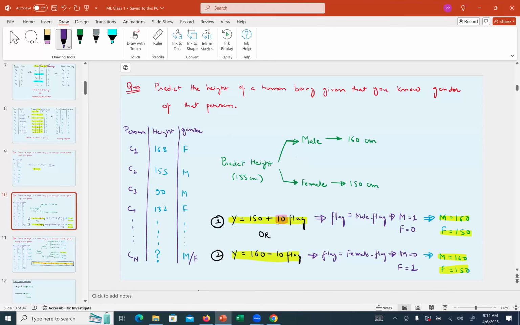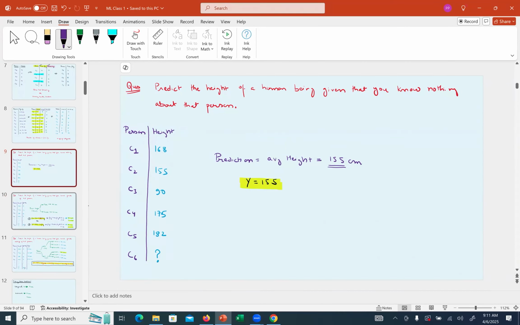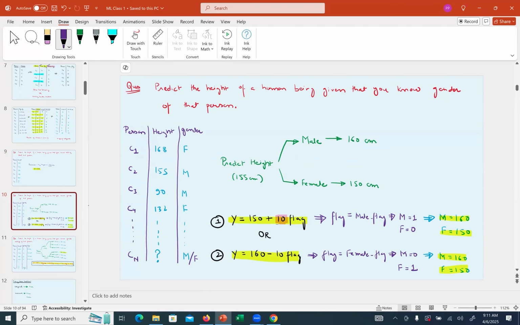Okay. Now what I will say is, for male it is 160, for female it is 150. And how will the equation change? Earlier the equation was simple: y is equal to 155. Now the equation is y is equal to 150 plus 10 times flag, where 10 is nothing but your male flag. If you have decided to convert this gender column into a numeric one, and you are keeping only the male flag, then this is how the equation will look. And the prediction will be, if you solve this equation, for male 160, for female 150.